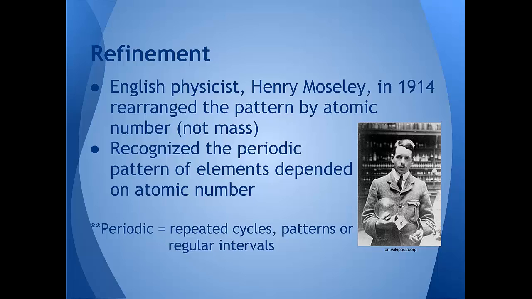Mendeleev started by arranging the elements by atomic mass. Remember, that's the weight of the protons, neutrons, and electrons. Instead, Moseley rearranged the elements in order of atomic number, and he recognized that the periodic pattern of the elements really depended on that atomic number, so things fell into place just a little bit better. And when we say periodic, that means repeated cycles, patterns, things repeat at regular intervals. So by arranging everything in terms of atomic number, or how many protons everything had, it made a lot more sense and flowed a little bit better.